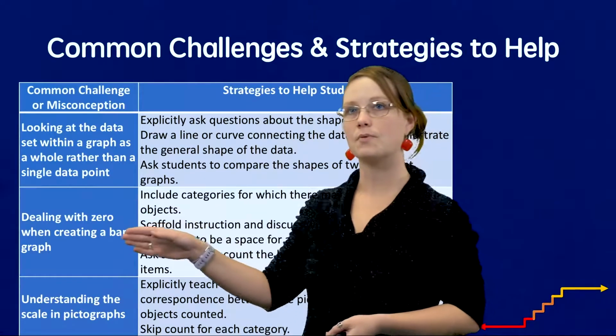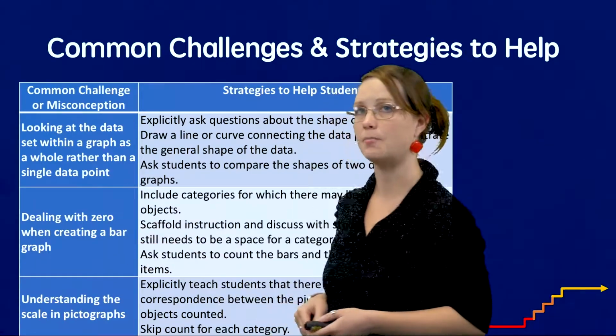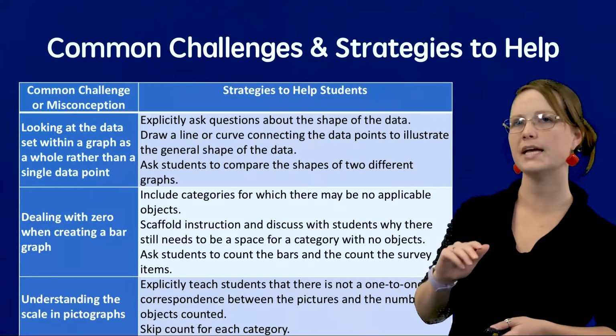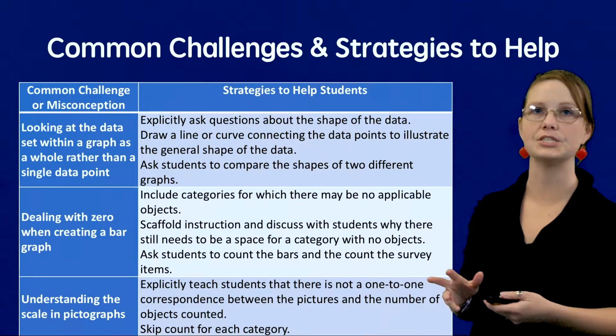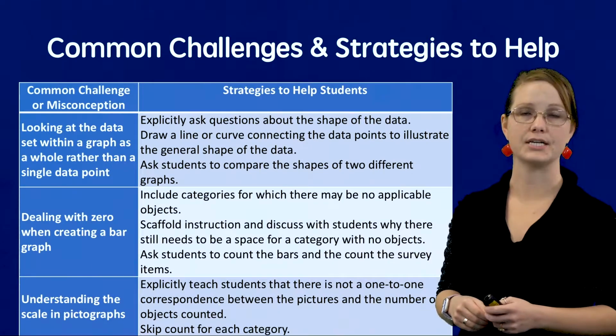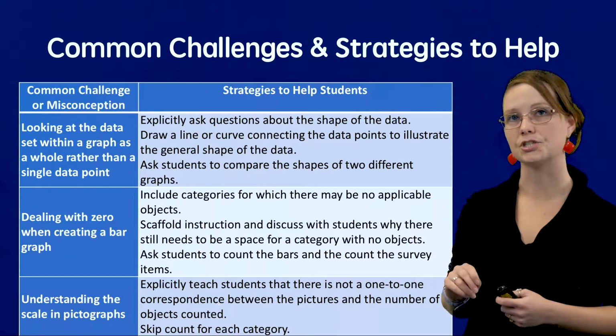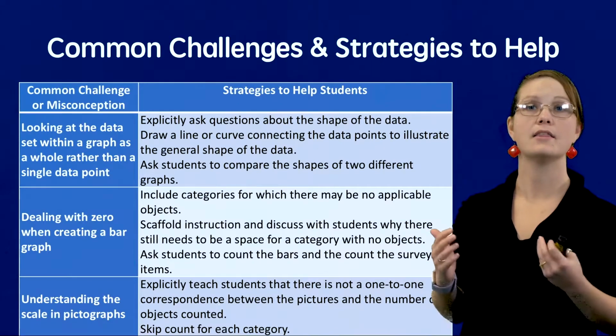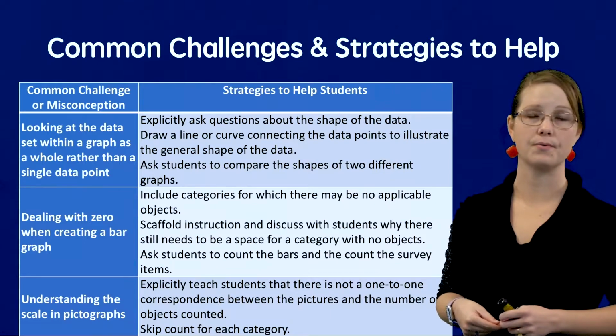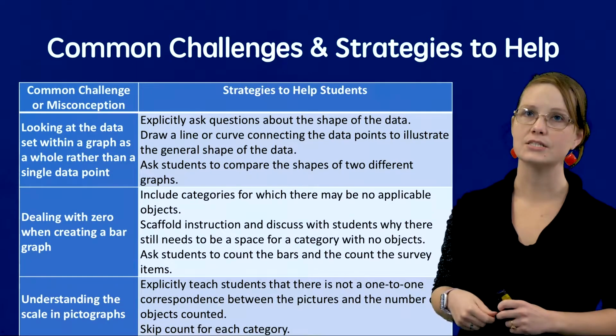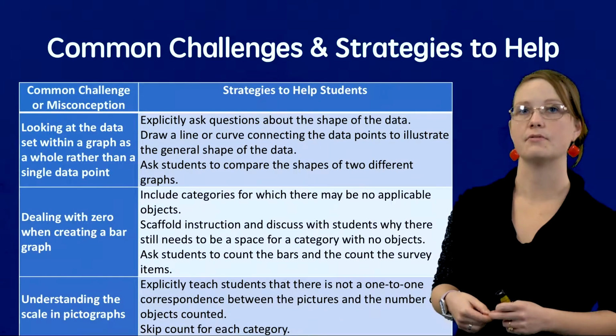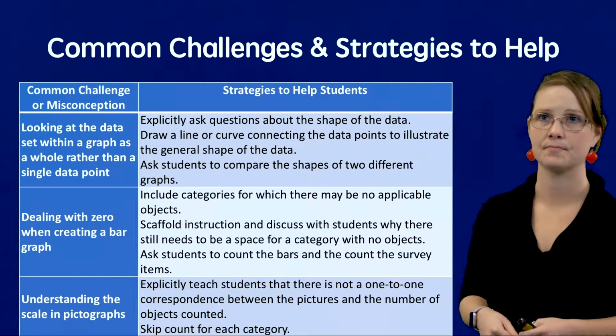If students are struggling with dealing with 0 when creating a bar graph, we can explicitly include categories for which there may be no applicable objects. We can scaffold instruction and discuss with students why there still needs to be a space for a category with no objects. And we can ask students to count the bars and count the survey items with us.